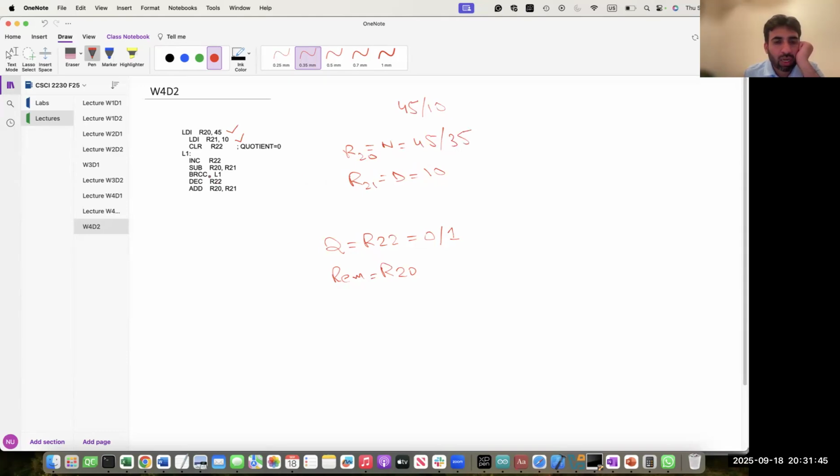And then we are saying branch if carry is cleared. Let me change this so that it becomes more readable: branch if same or higher. I don't want to use branch if carry cleared because it is kind of confusing. So we are saying branch if same or higher. What is same or higher? If R20 is greater than or equal to R21, right?